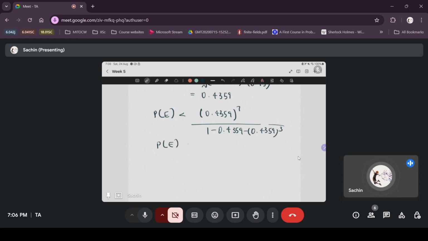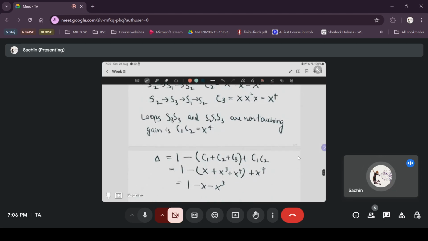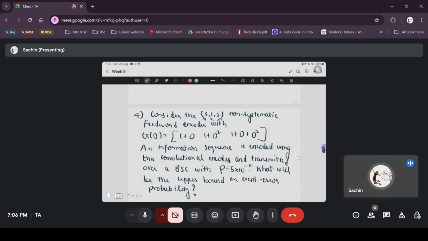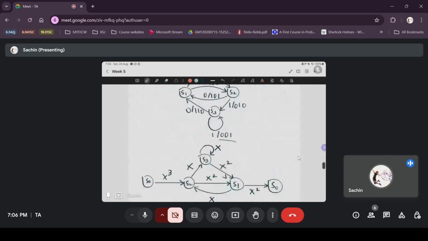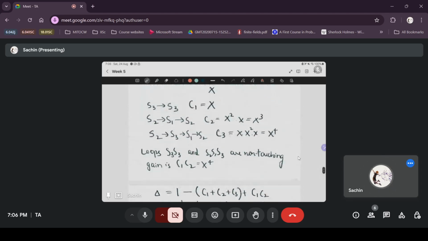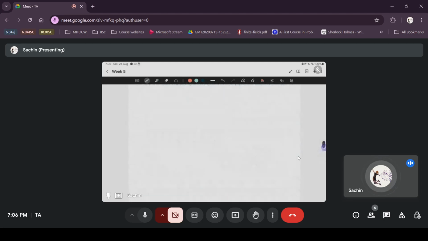You can check yourself. It's always better to check all these answers yourself so that I have not made a mistake and you don't remember wrong stuff. So you'll get P of E is less than 0.062. Okay, so the event error probability is upper bounded by 0.062. That's the thing that they wanted, upper bound on event error probability. All right. So you have to do all that just for this.